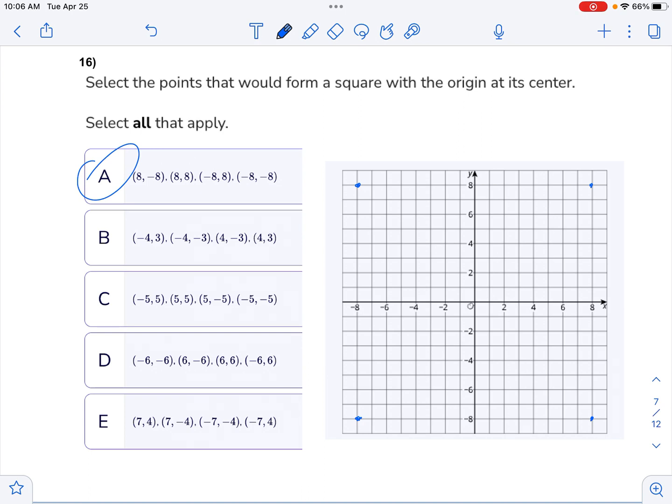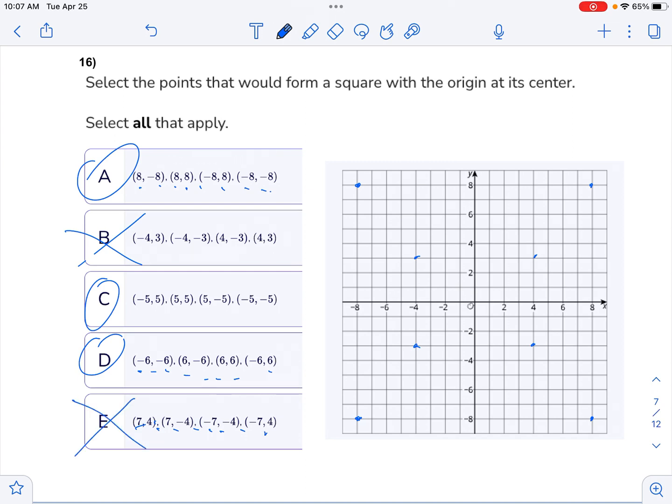This next one, negative 4, 3, negative 4, negative 3, 4, negative 3. Okay, I can already tell, this is going to make a rectangle. Interesting. If you look at the things, 8, 8, 8, 8, this one's going to make a square. All the same. That one's going to make a square. Not. So that one is going to make like a rectangle.